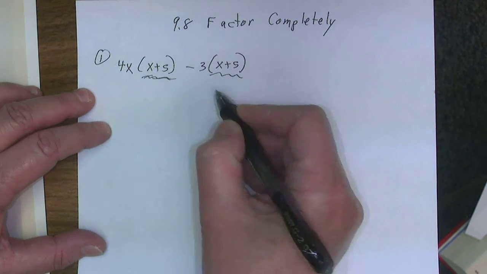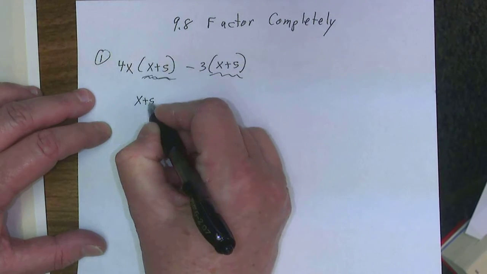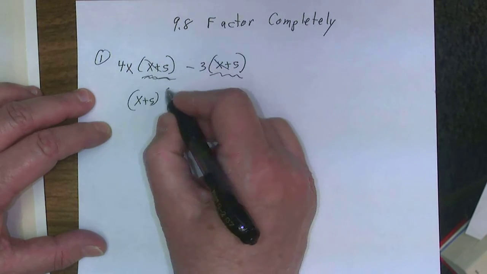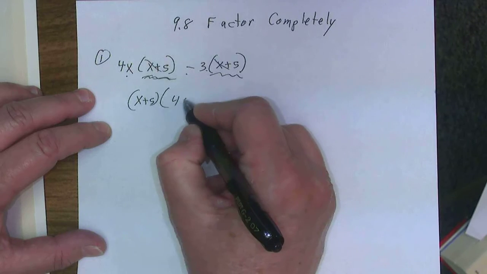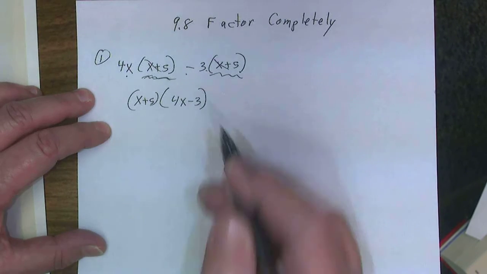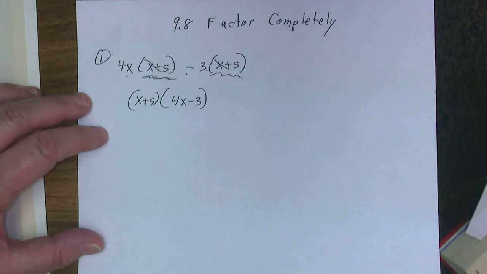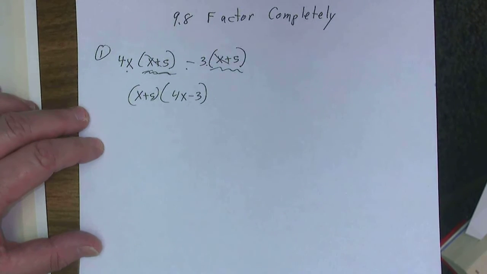If you remember, they both have an x plus 5. We take that out, we're left with 4x minus 3. So it's kind of like the remaining steps of what we did in the previous section.